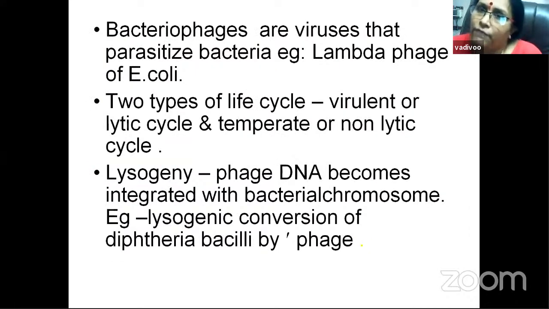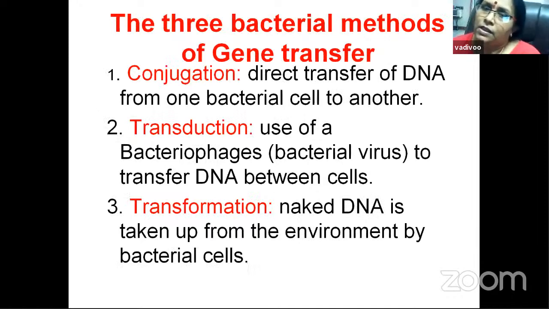Bacteriophages are viruses that parasitize bacteria. For example, lambda phage is a phage which can infect E. coli, and it has two life cycles, the lytic cycle and the temperate lysogenic cycle. So the three bacterial methods of gene transfer are conjugation, transduction, and transformation. Conjugation is direct transfer from one bacterial cell to another by a conjugation tube. Transduction is through bacteriophages. In transformation, naked DNA is taken up from the environment by a bacterial cell.